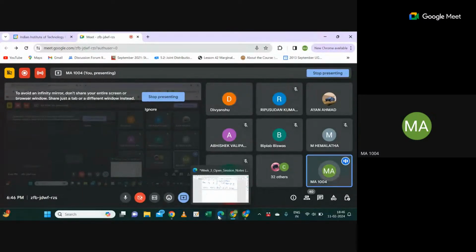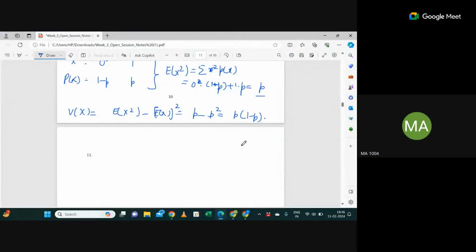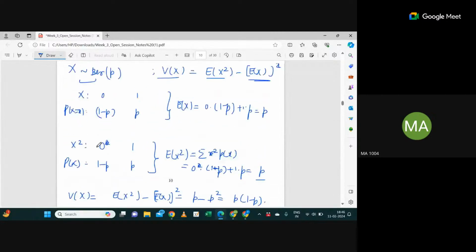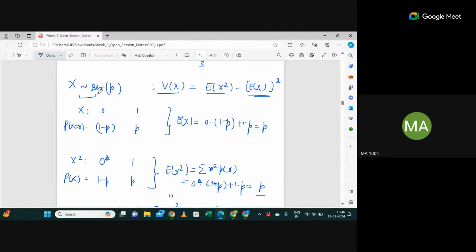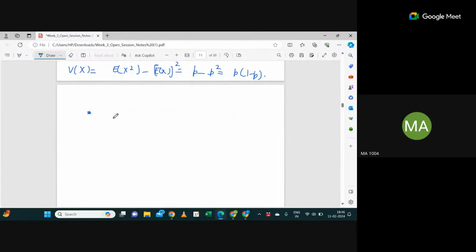Either it can be given that your x is going to take these values. Suppose there are two kinds of question. First, I can simply say x is following Bernoulli P, tell me the variance of this random variable. Then you have to think what the values of x are, because it's a Bernoulli distribution, right? Or else I can simply say x is going to take the values -1, 0, 1, or let's say 2, with probability 1 by 4 each. Then I ask what is the variance of x.